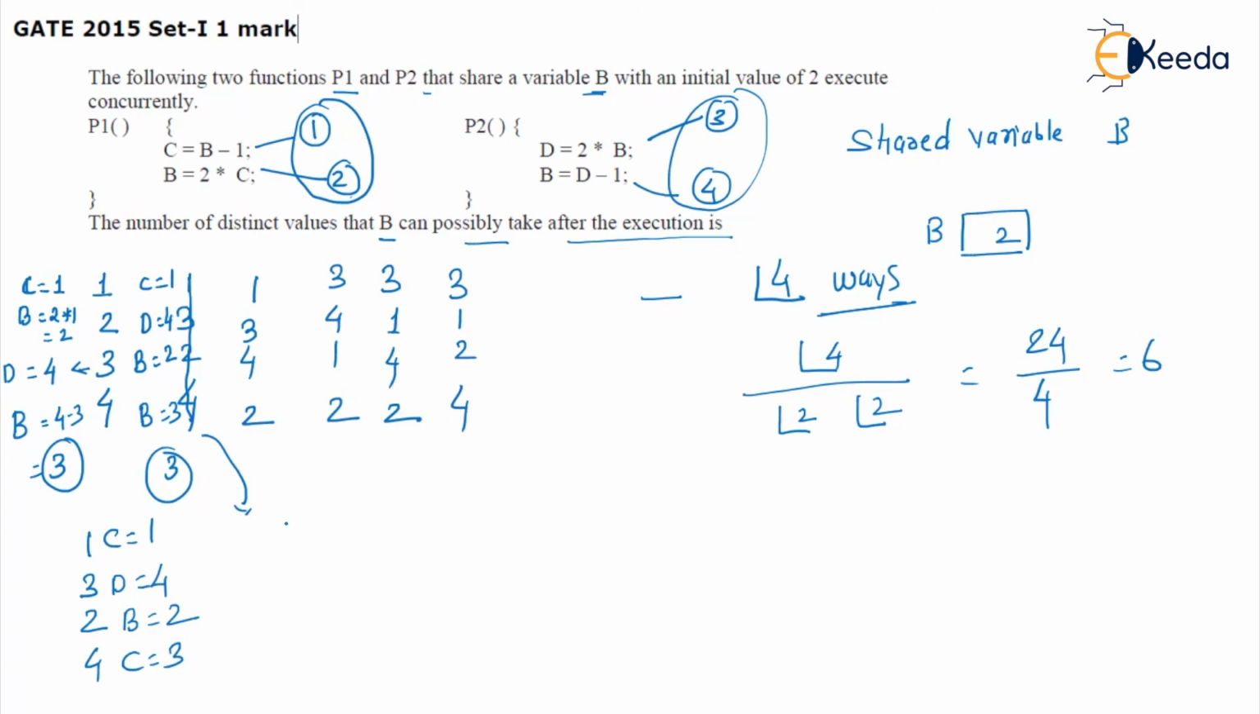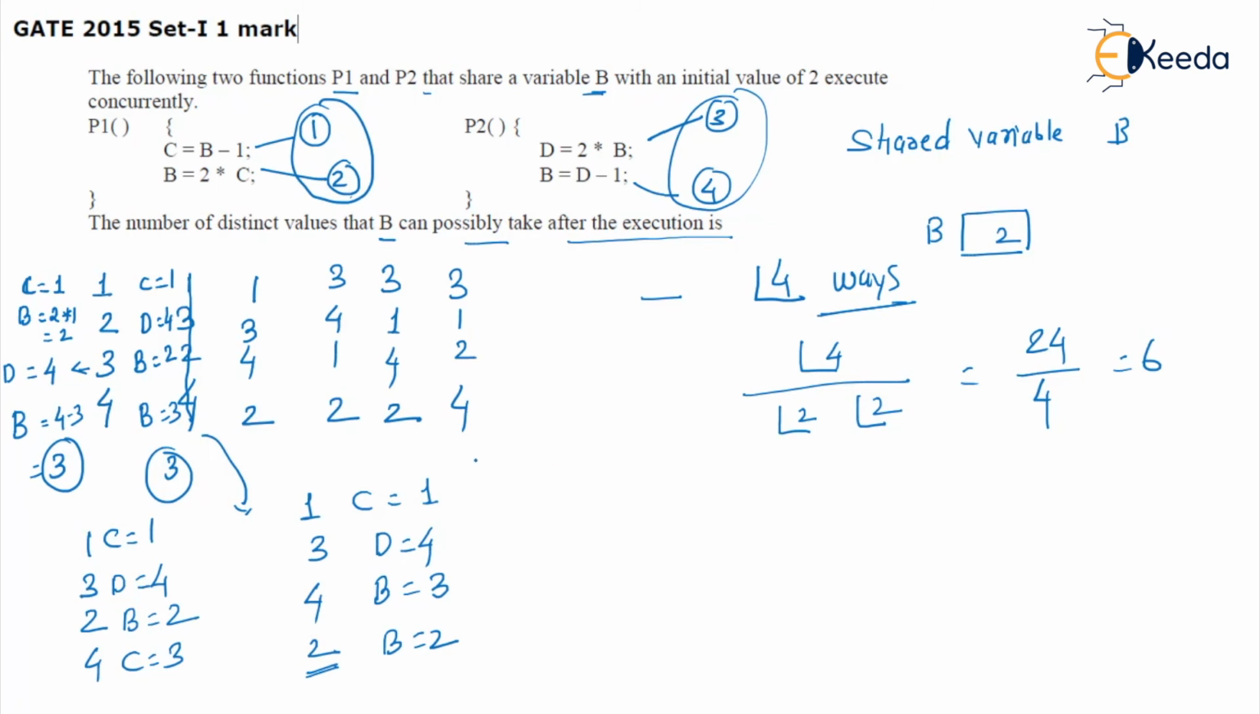Let me write the next one here. 1, 3, 4, 2. So 1 will make C is equal to 1. 3 will make D is equal to 4. 4 will make B is equal to 3, and this will make C multiplied by 2, B will become 2. So that is the distinct value.